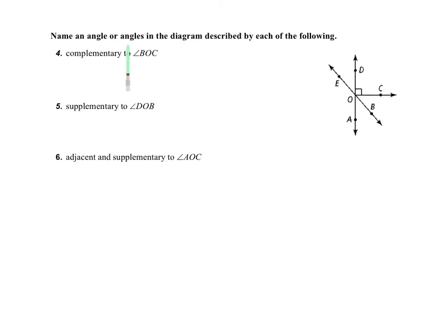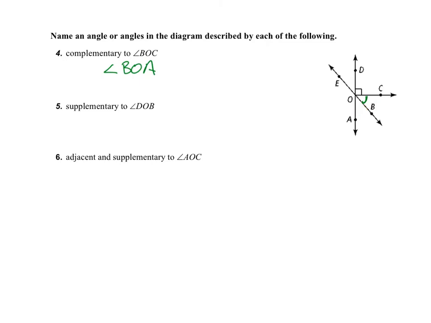So name an angle or angles in the diagram described by each of the following. First, a complement to angle BOC. BOC is this one right here, let me mark it. It's this angle right there. Because this angle up here, DOC, is right, that means that angle COA is also right. So my other complementary angle is the one that forms that right angle with angle COB. So in this case, it's angle BOA, this one right here.